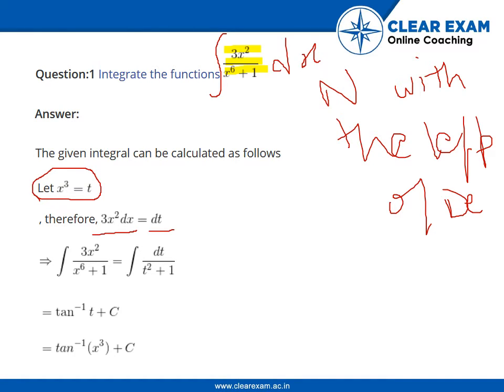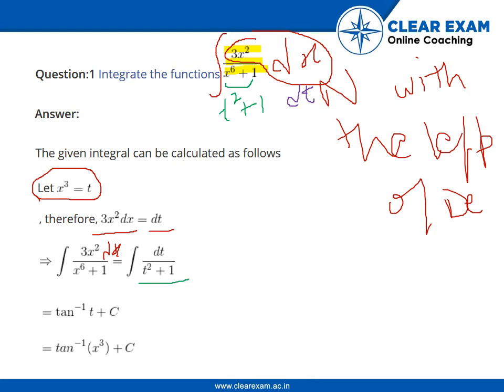Now you can see that 3x squared dx can be replaced by dt, and as we assumed x cube is equal to t, the denominator part can be written as t squared plus 1. So what do we get now? We get the same thing, dt upon t squared plus 1, and we have to integrate it with respect to t.